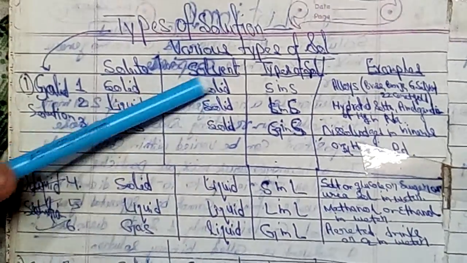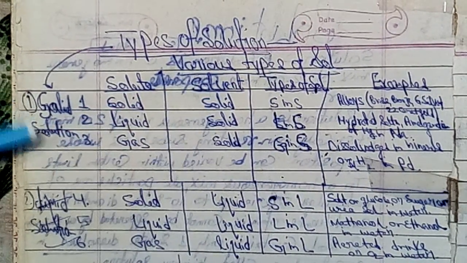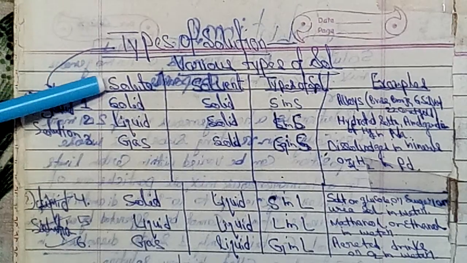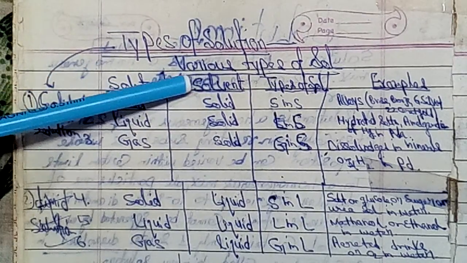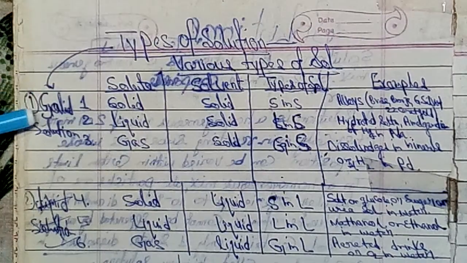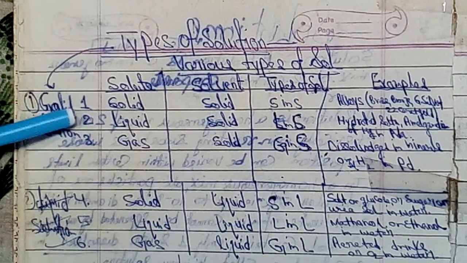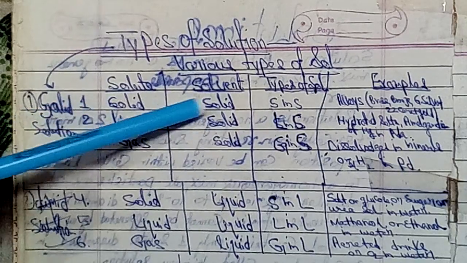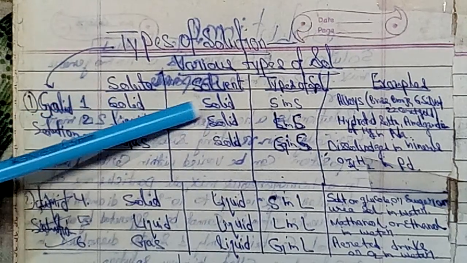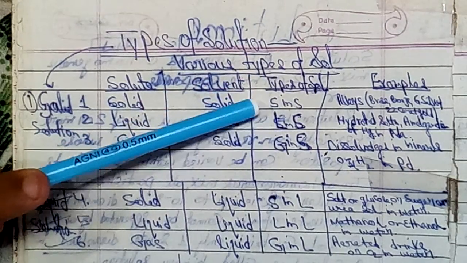Now we have types of solution. So here we'll see the various types of solution. First one is solid solution. Here it is written: solute, solvent, type of solution, example. So first is solid solution. In solid solution, solid in solid: the solute is also solid, the solvent is also solid. So the type of solution is called S in S, solid in solid.